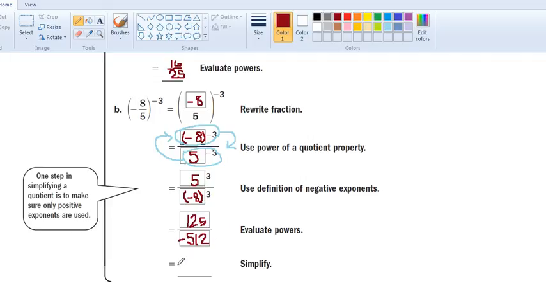And if you're going to simplify this one, this is actually okay, but a lot of people don't really like to have a negative on the bottom, so we usually either put it on the top or out here on the side. So it's -125 over 512. And I don't think that can be simplified. So we'll call it the answer, -125 over 512.